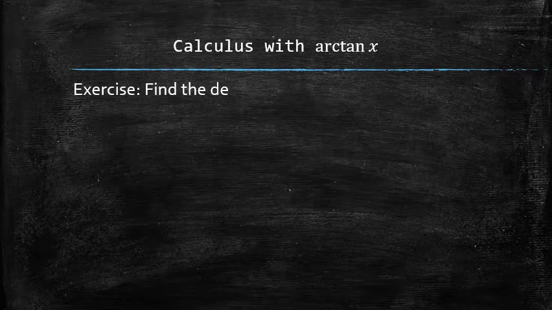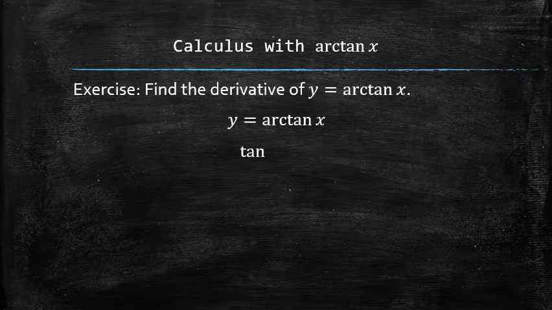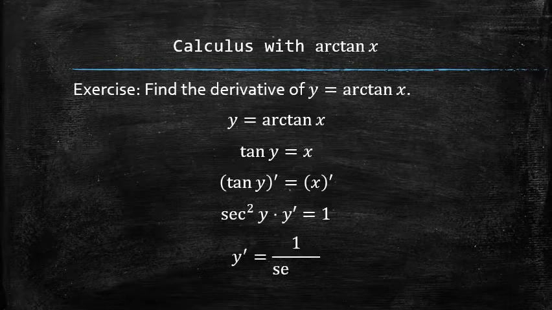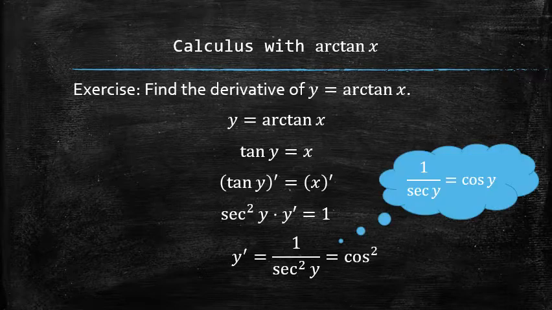So let's try the implicit differentiation instead. First, we apply the tangent function to both sides and then differentiate each side. On the left side, we use the chain rule, and on the right side, it is just the derivative of x. We divide both sides by the squared secant of y and replace y with the arctangent of x.